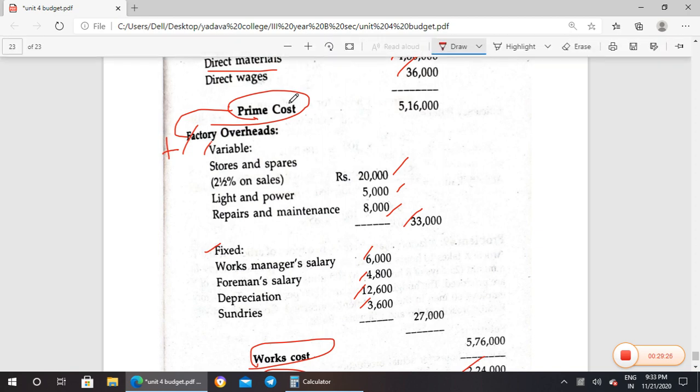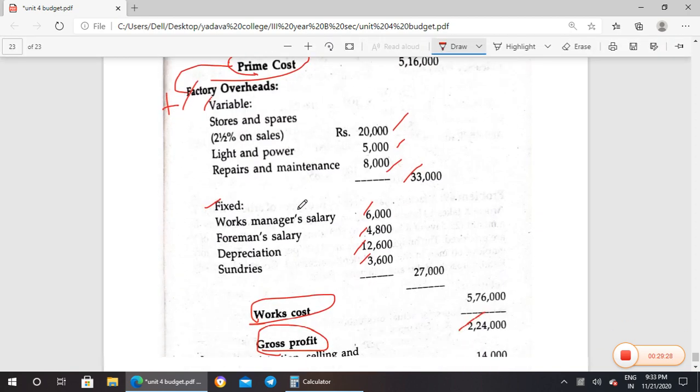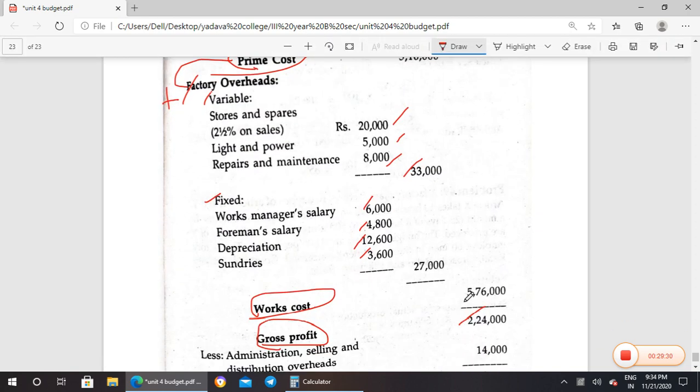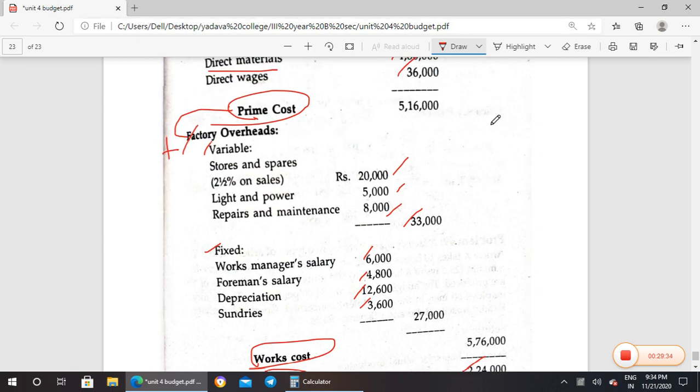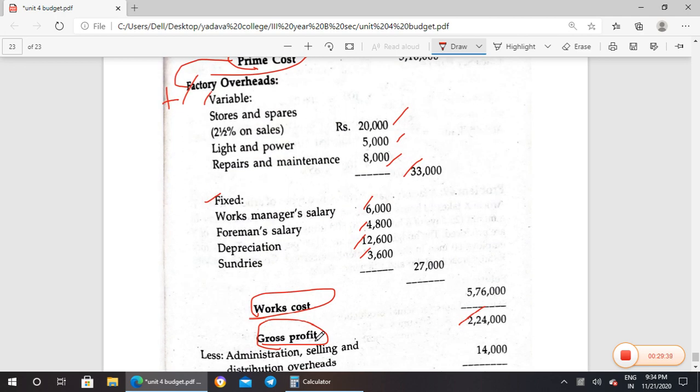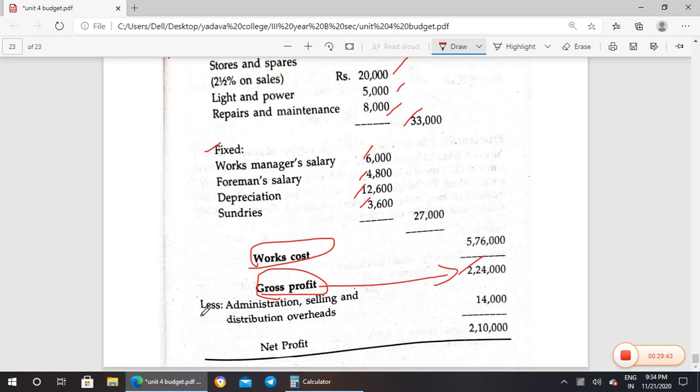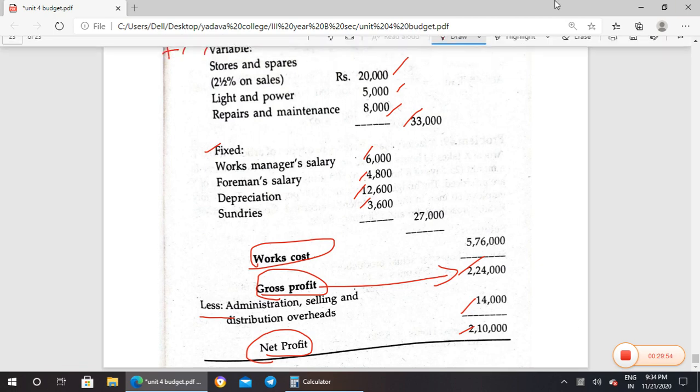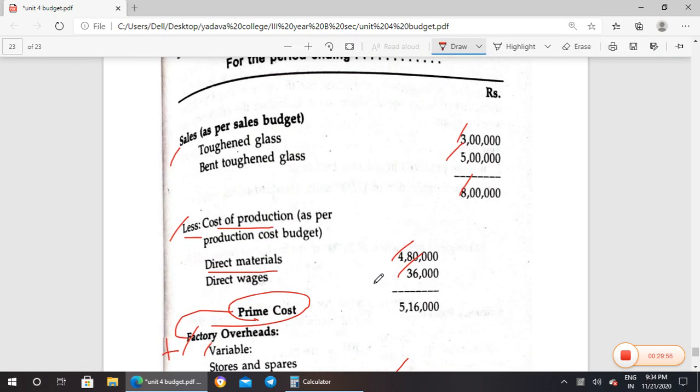So with the help of this cost sheet, we are doing the prime cost and factory cost. The total should be deducted; that cost is called work cost. When we deduct from sales the prime cost plus factory cost, we call it gross profit. So with the gross profit, less administration, selling and distribution 14,000, that is called net profit, which is 2,10,000. So this is the budget, the master budget, we call it.